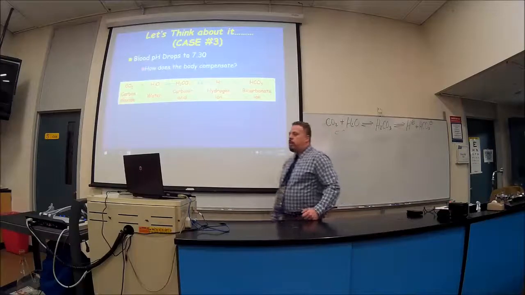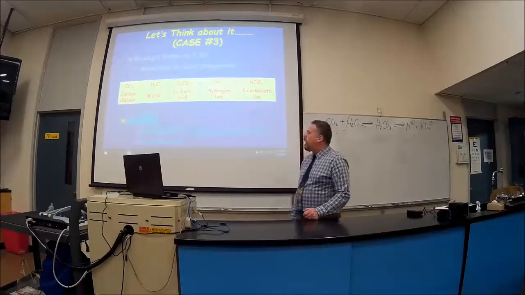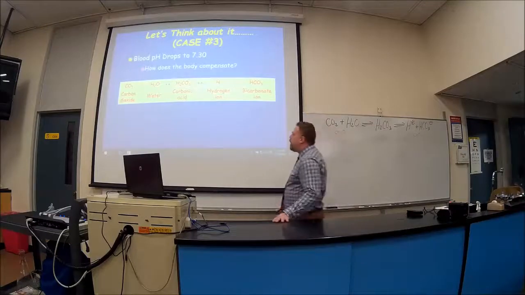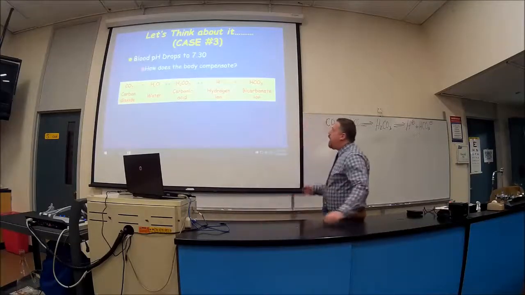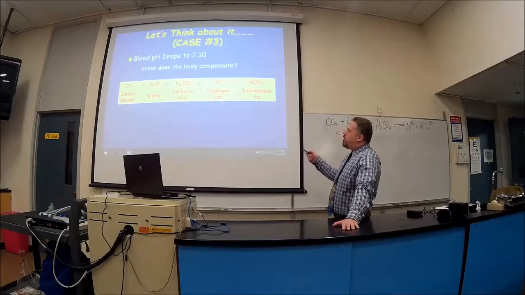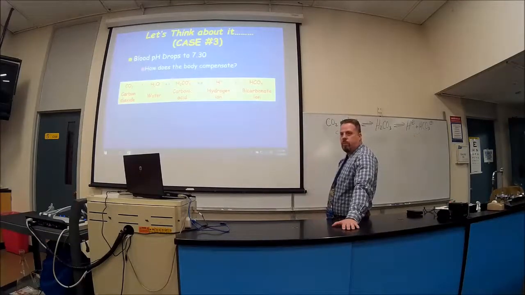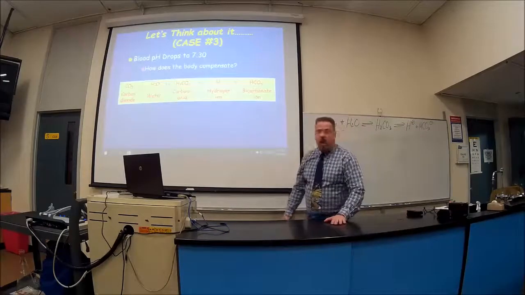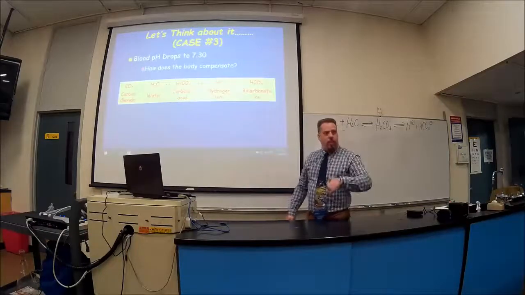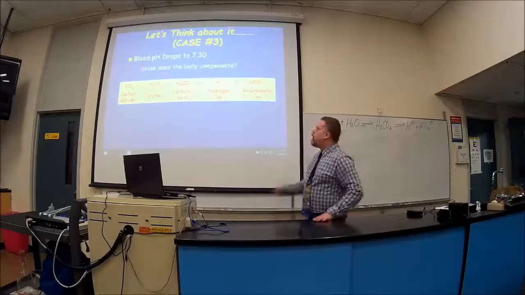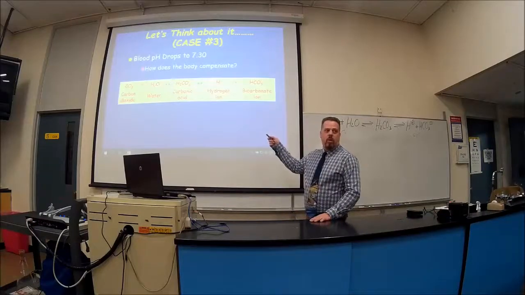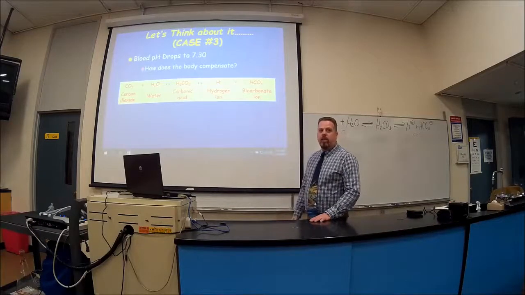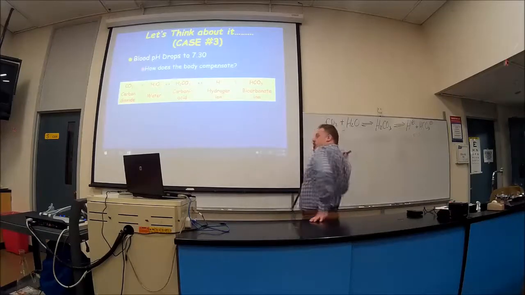How does the body compensate? So how does the body compensate? If your pH goes down, in other words, these are increased. If you increase this, which means your pH is less than 7.35, then there's an increase to this. So which way does the reaction want to go? That way or this way?